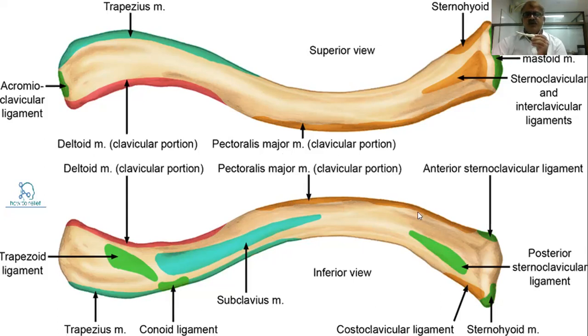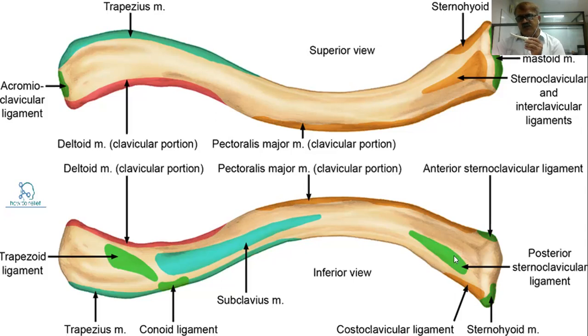And this portion of the pectoralis major is called the clavicular portion of the pectoralis major. Okay, so this is the superior view, this is the inferior view. On the medial side, on the inferior aspect, we have the costoclavicular ligament. You can see here, the costoclavicular joint is formed here, and we have a costoclavicular ligament.